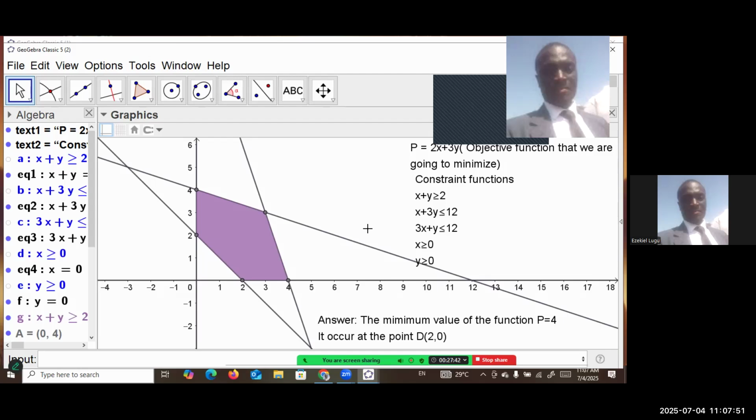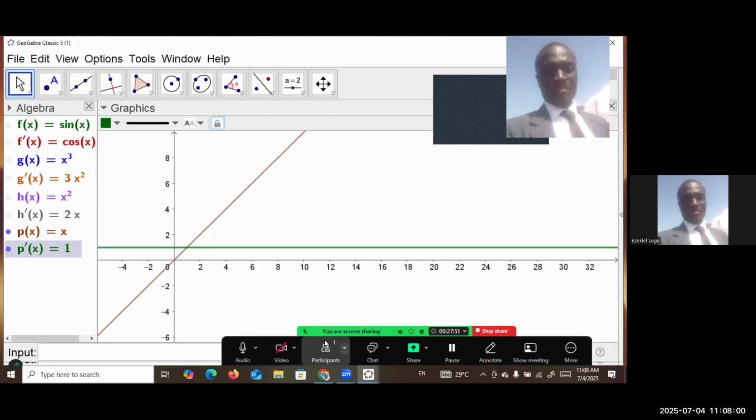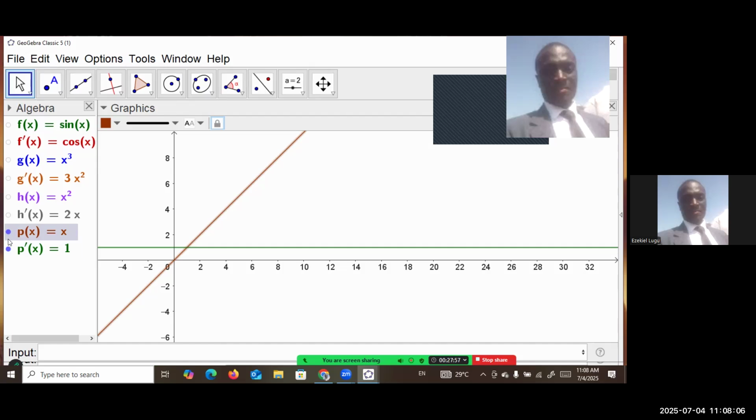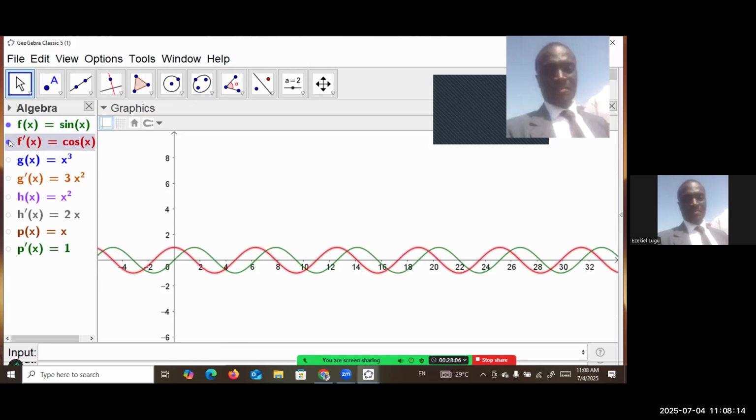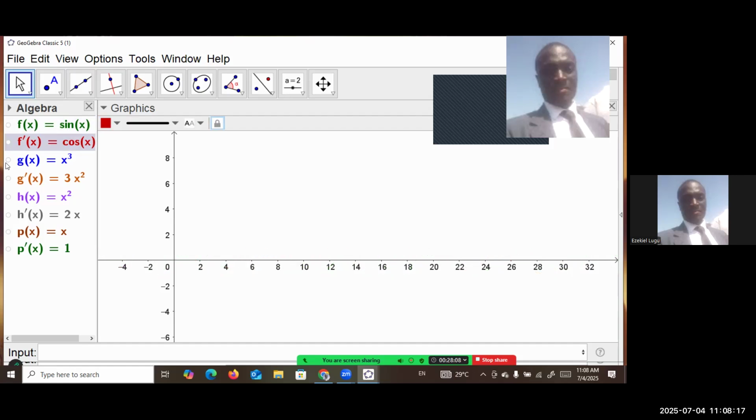So today we look at how to solve derivatives of functions. We look at the sine function, which looks like this. When you differentiate the sine function, you get cos, which is this. Then we looked at a cubic function, and when differentiating it, you get a quadratic. And we looked at a quadratic function, which the graph looks like this. When you differentiate a quadratic function, you get a line.